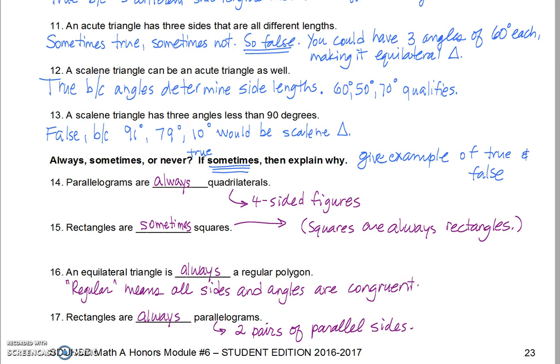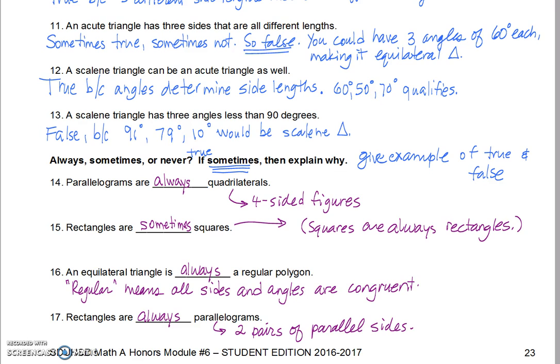Number 14, parallelograms are always quadrilaterals, which means it's a 4-sided figure. Number 15, rectangles are sometimes squares. Don't get confused by the fact that squares are always rectangles. Rectangles are sometimes squares, not always. All 4 sides have to be congruent for that to be true.